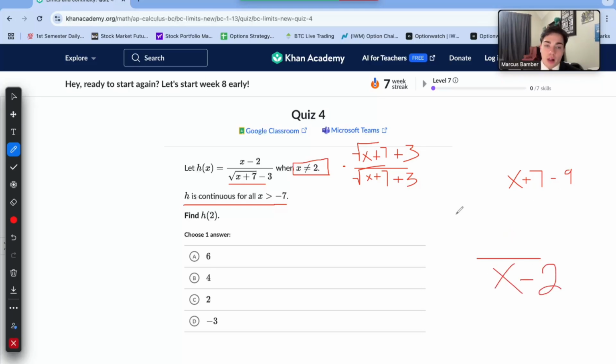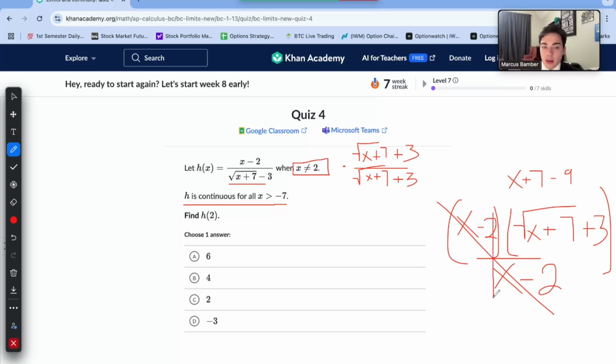Denominator is x minus 2, while our numerator is x minus 2 in our first parentheses, and our second parentheses is what we multiplied the numerator by, the square root of x plus 7 plus 3. As we can see here, we have x minus 2 on both the numerator and denominator. We can eliminate these factors, which eliminates the discontinuity at x equals 2. So we can go ahead and directly substitute x equals 2 into our remaining function, the square root of x plus 7 plus 3. 2 plus 7 is 9, square root of 9 is 3, 3 plus 3 is 6, so h of 2 is equal to 6.